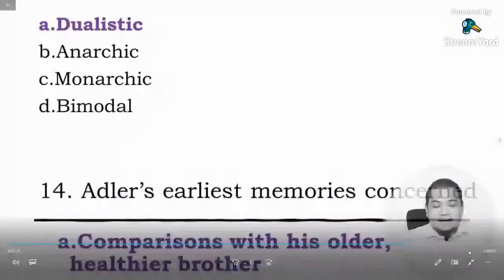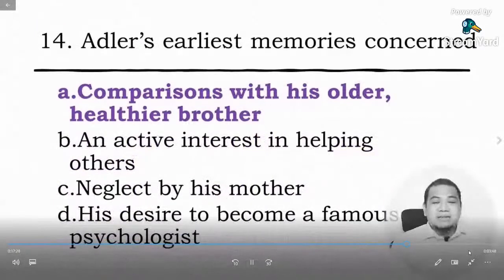Next number. Adler's earliest memory concerned A. Comparison with his older, healthier brother. Adler's poor health was in sharp contrast to the health of his older brother Sigmund. Several of Adler's earliest memories were concerned with the unhappy competition between his brother's good health and his own illness.